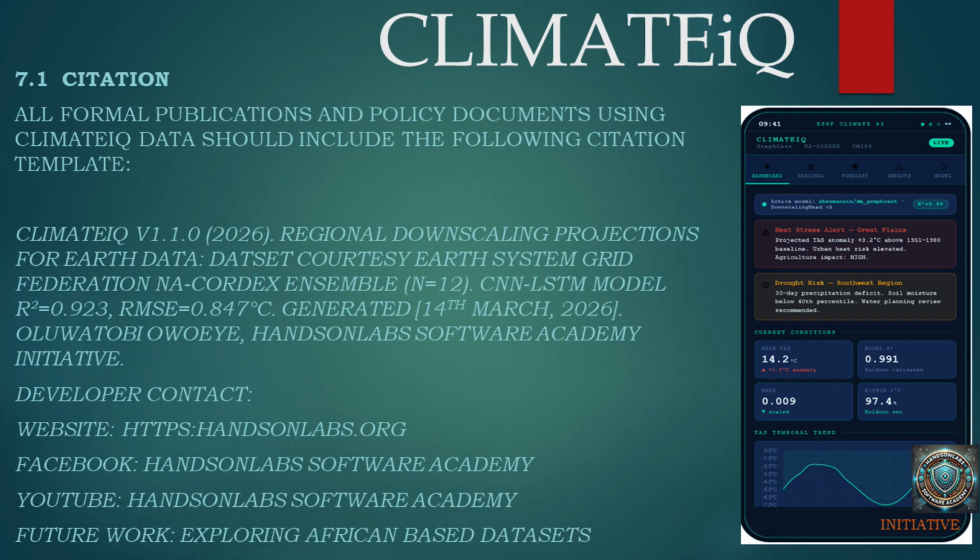So we now look at the citation. Of course, all formal publications and policy documents using ClimateiQ's data should include the following citation: ClimateiQ version 1, 2026, regional downscaling projections for Earth data, dataset courtesy Earth System Grid Federation, NA-CORDEX Ensemble, N12, CNN-LSTM model, R squared 0.923, RMSE 0.847 degrees Celsius. Of course, you have the author and the organization involved, the developer contact.